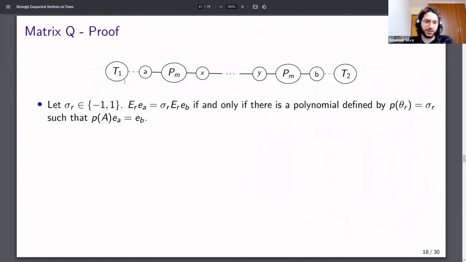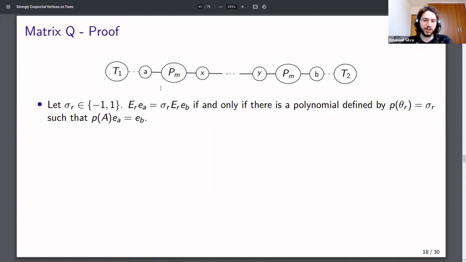So how is the proof? This is our graph. We have vertex A, vertex X, Y, and B. Let sigma r be the sign of the mapping from column A to column B of the R idempotent. So sigma r is plus or minus 1. And we know that this equality holds if and only if there is a polynomial that's going to map theta r to sigma r, and when applied to A, it maps E sub A to E sub B.